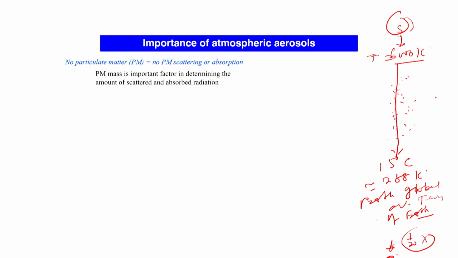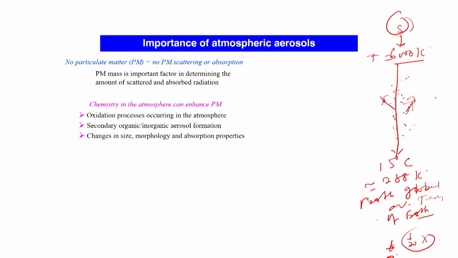So if there was no particulate matter, whatever radiation is coming, it can either scatter back, or reflect, or scatter the radiation back to the atmosphere, or it can be absorbed by part of the atmosphere. This is very important. If there was no aerosol, in principle there would be no scattering or absorption. So the radiation reaching the earth's surface would have been much higher, and the temperature of the earth's atmosphere would not have been very conducive to live here.